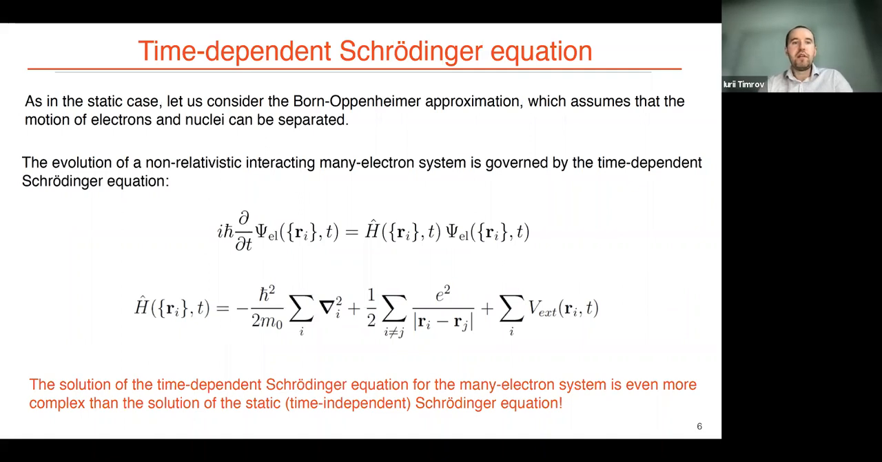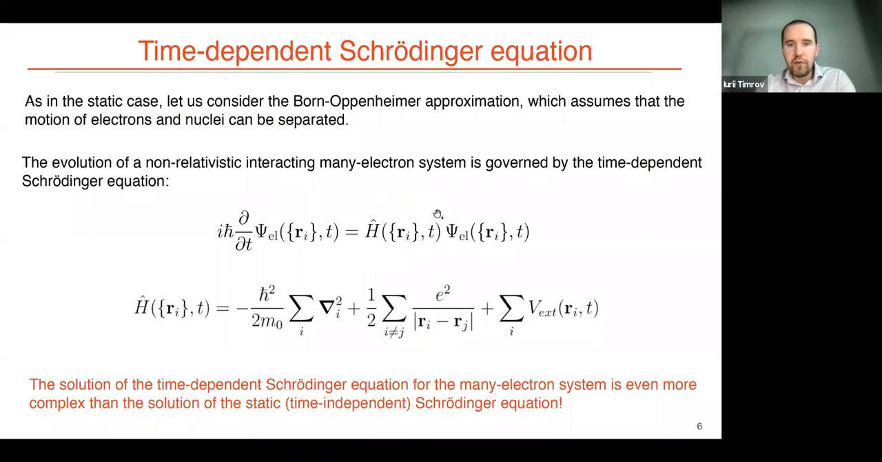And the evolution of the non-relativistic interacting many-electron system is governed by the so-called time-dependent Schrödinger equation written on this slide. Last week we discussed the time-independent Schrödinger equation. Now we go to the time-dependent extension. So in the first equation, we see that there is a wave function capital Psi, which is the many-body electronic wave function. It depends not only on the positions of all electrons labeled by r_i, but also on time.